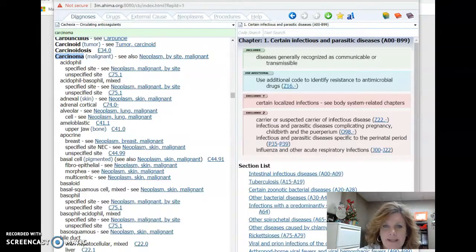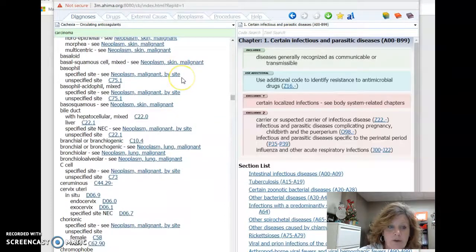Okay, so again, keep in mind you have the same alpha as I do, just on paper. So whenever I look up the word carcinoma, a lot of these, as you can see, tell you see neoplasm, malignant, by site. That means it's telling me to go to my neoplasm table.